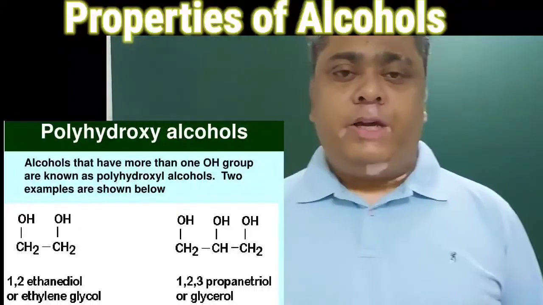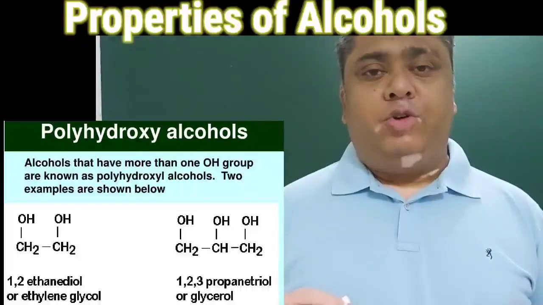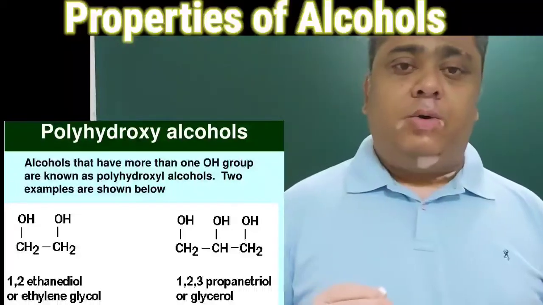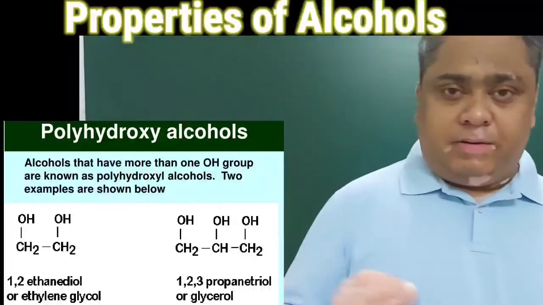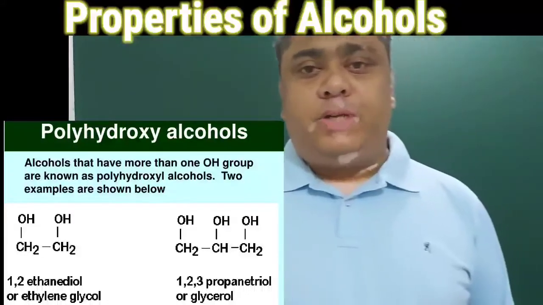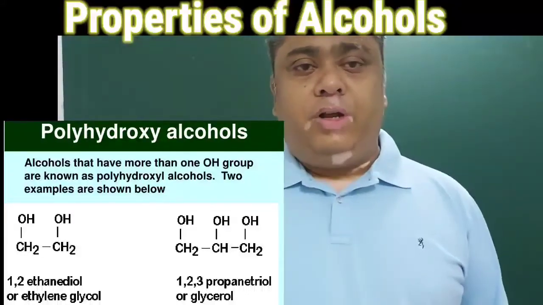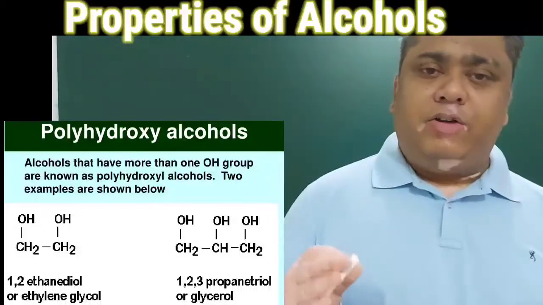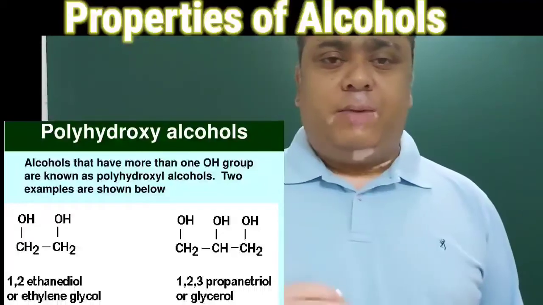That means they absorb heat from the atmosphere and can convert themselves into vapors. Their boiling points are low. Whose boiling points are low? The alcohols whose carbon chain or hydrocarbon part is shorter and whose number of OH groups is lesser. They form intermolecular hydrogen bonding. These intermolecular hydrogen bonds are weak and they are volatile in nature. So these are the physical properties.